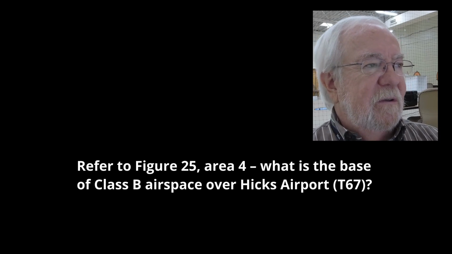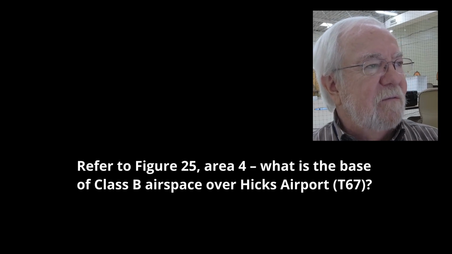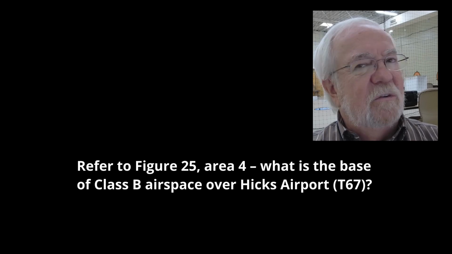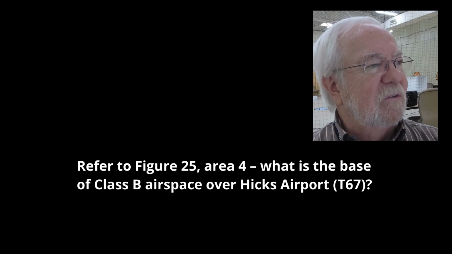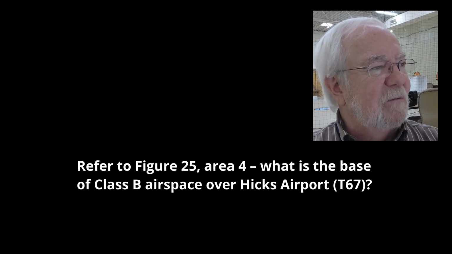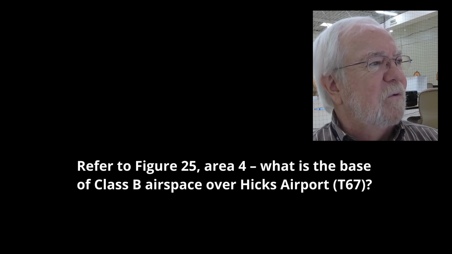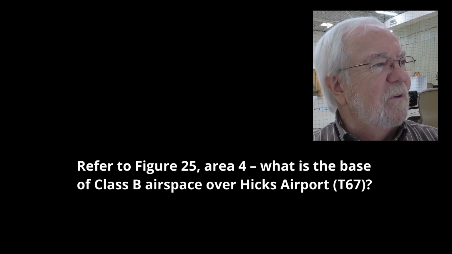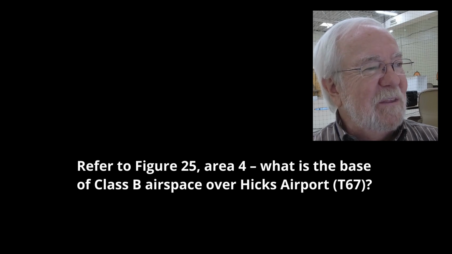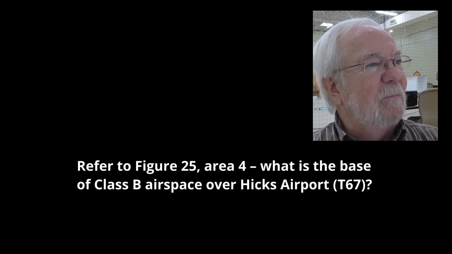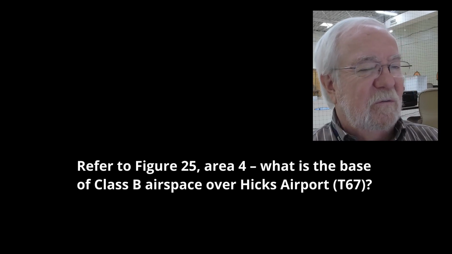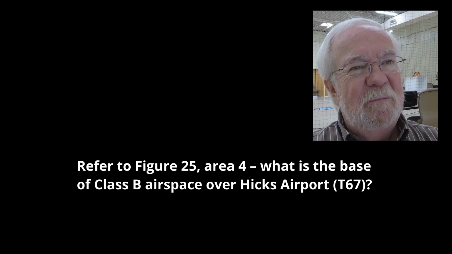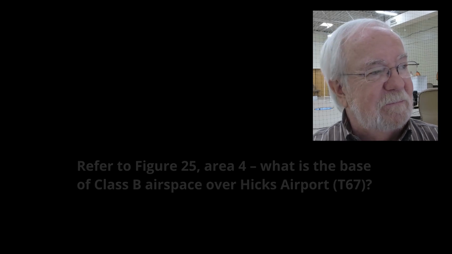The clue here, figure 25, area 4. One big clue is sectional charts. When they talk about airspace, they're going to be in mean sea level. So if you look at the 3 different answers, one of them is 3,000 feet AGL, another one's 4,000 feet AGL, and another one's 4,000 feet MSL. Well, you can eliminate the first 2. It's 4,000 MSL. Class B airspace directly over Hicks Airport is 4,000 feet MSL. So that's a pretty simple one, by a process of elimination.